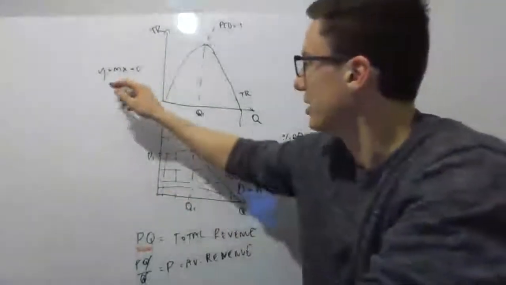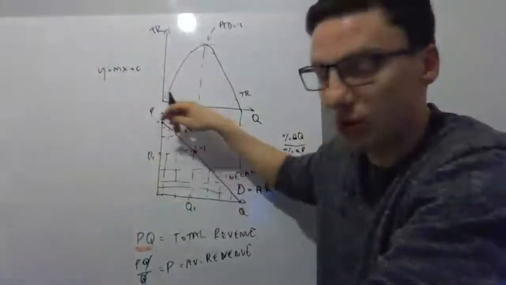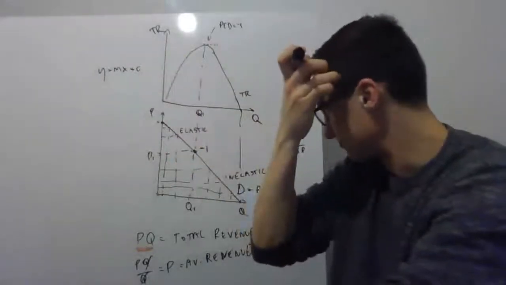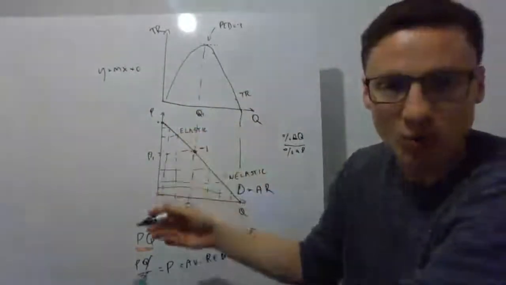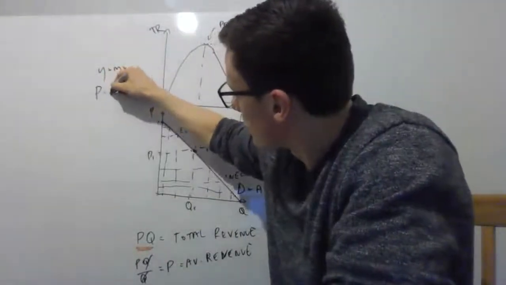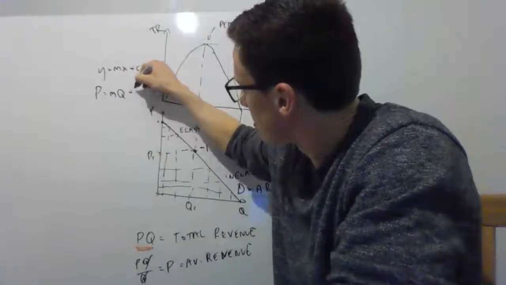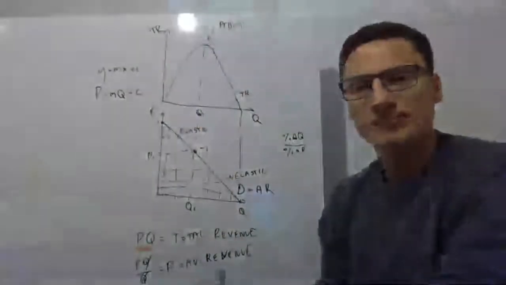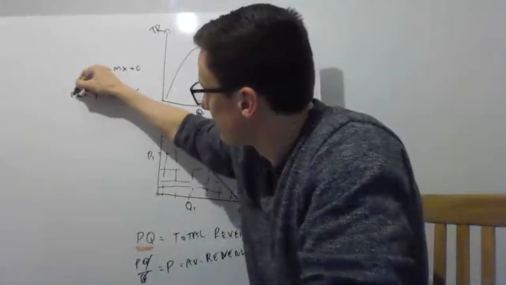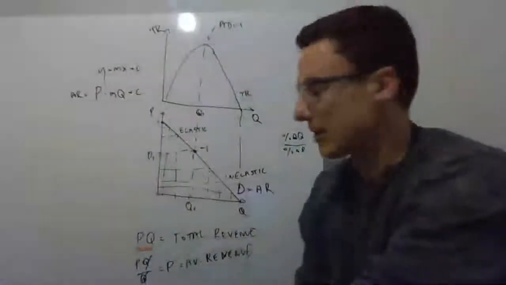So again, all linear graphs have a linear function, like this one, y equals mx plus c. In this case, obviously, we don't have y and we don't have mx, so it's actually written out as p equals mq plus c. So that's AR, remember, that's the demand curve. That's the linear function for the demand curve.